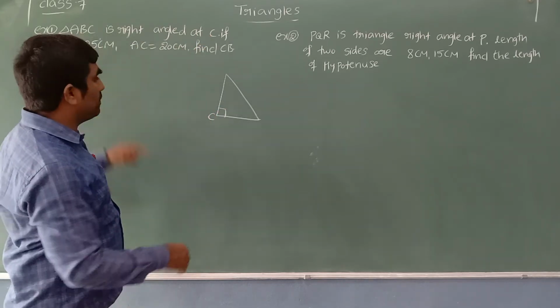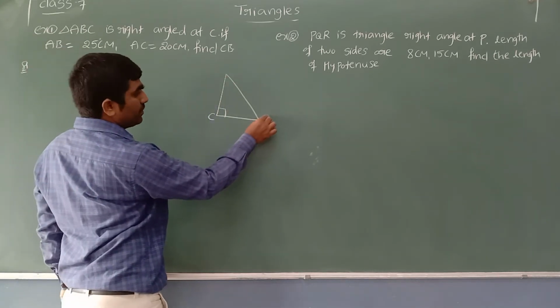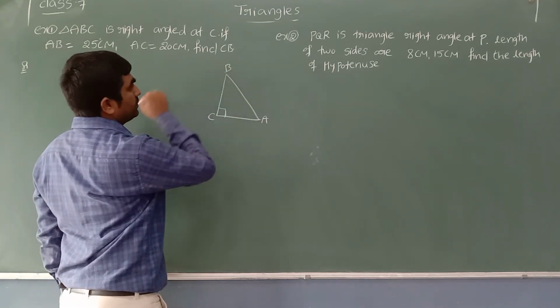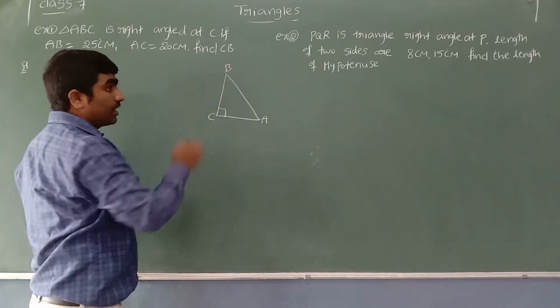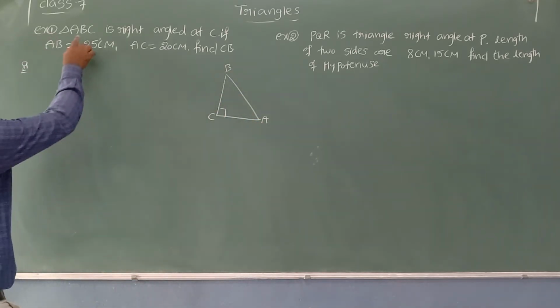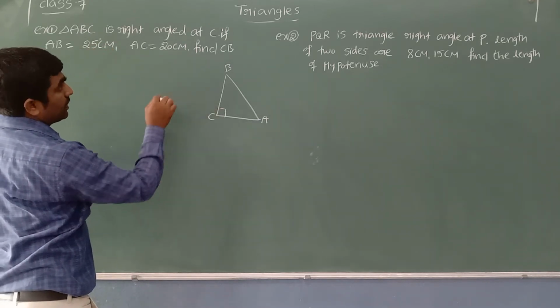The other two vertices, A and B, you can write anyway, no issues. Let me write here A, here B. You can write A here, B here, no issues. But at the right angle you can take only C. Triangle ABC, right angle triangle, right angle at C.